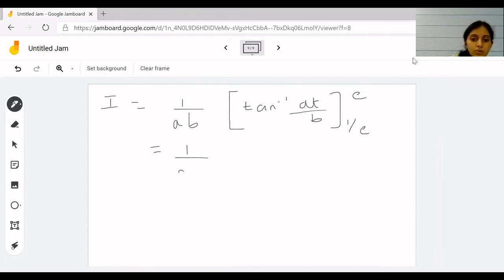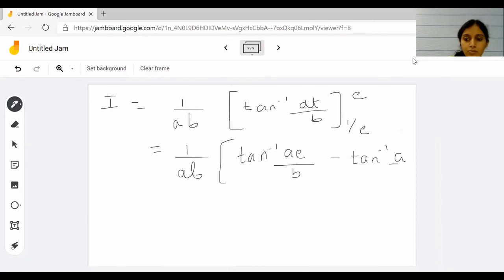So this will be 1 upon ab bracket, higher limit that is e, so tan inverse ae upon b, minus tan inverse a upon be. So that is your final answer. This cannot be further simplified. So this is your final answer.